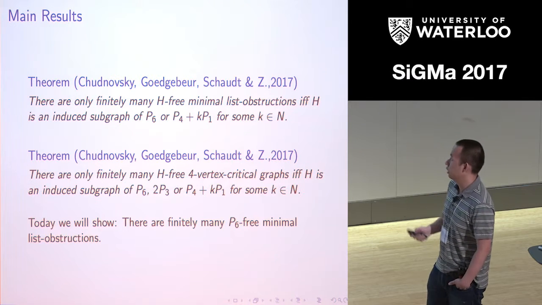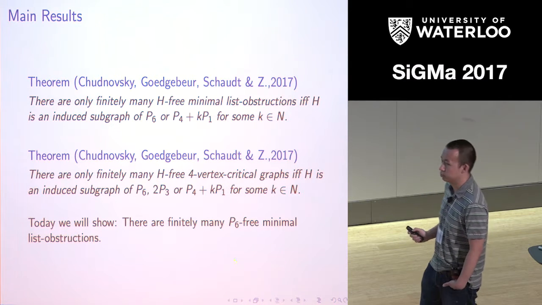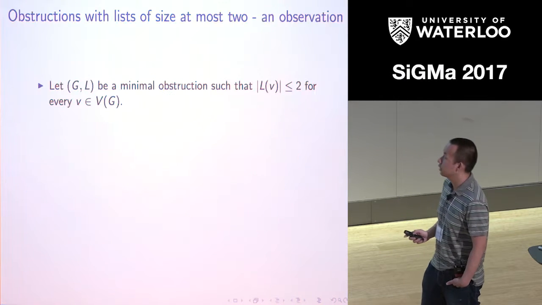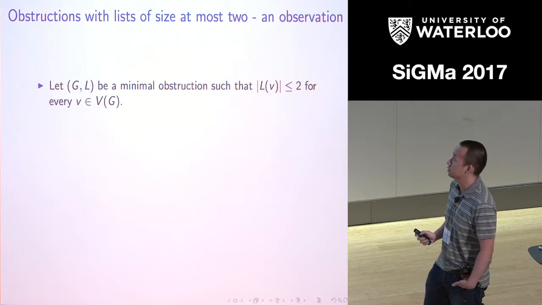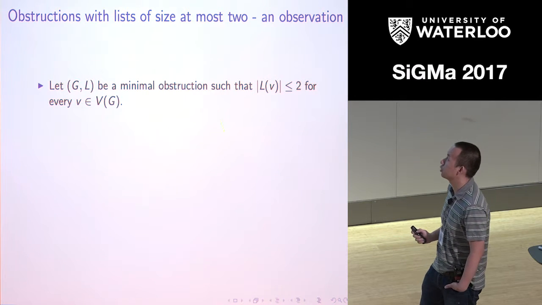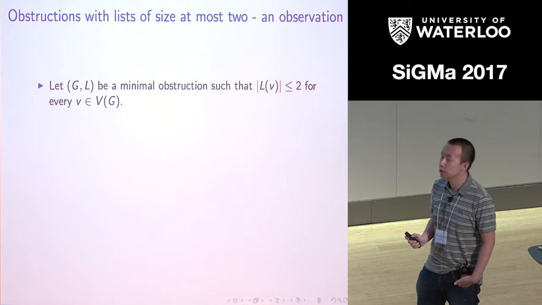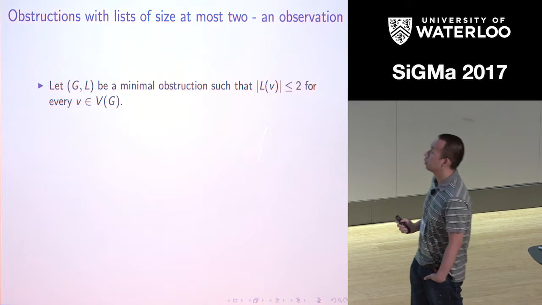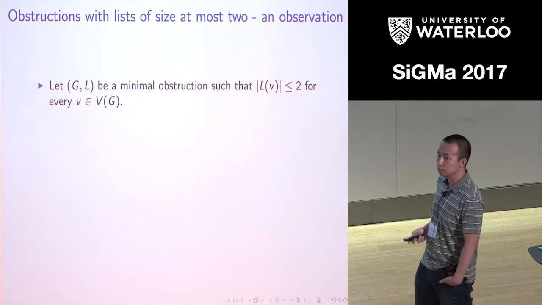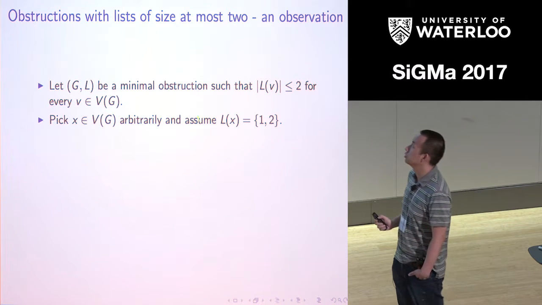So today, we will show that there are finitely many P6-free minimal list obstructions. We basically separate into two cases. The first case is obstructions with lists of size at most 2. So assume that we have a minimal list obstruction, and the list is at most two for any vertex in that graph.